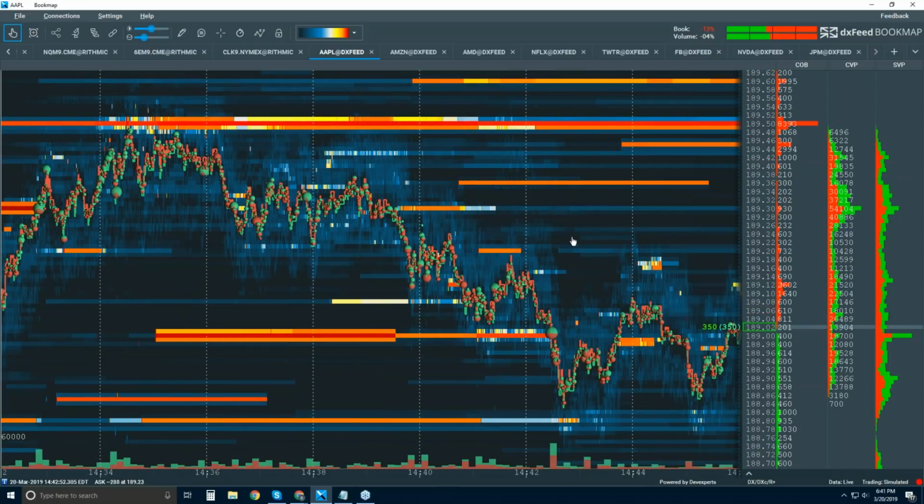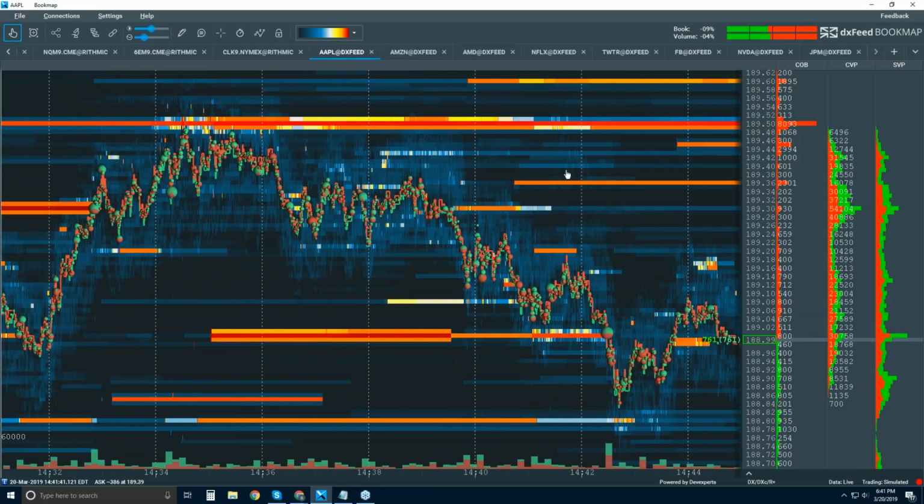Anyway, I spent quite a bit of time on just Apple here. Some really clean examples though. You'll see this on all charts.